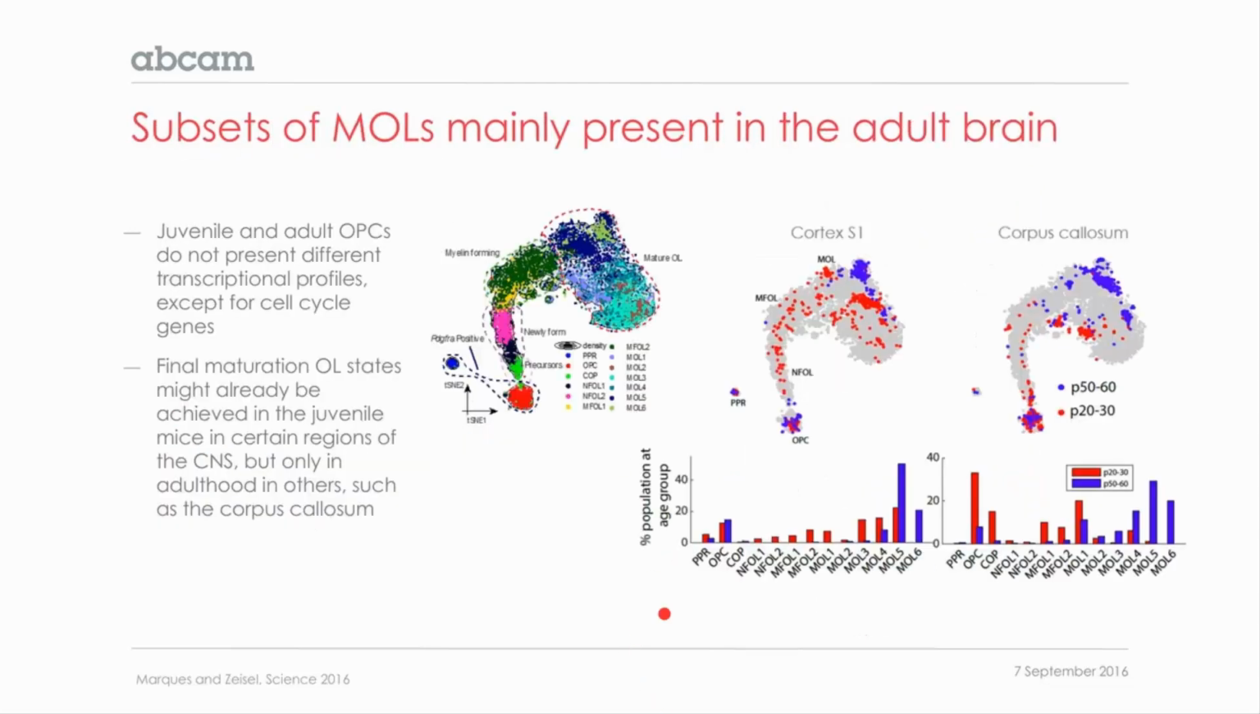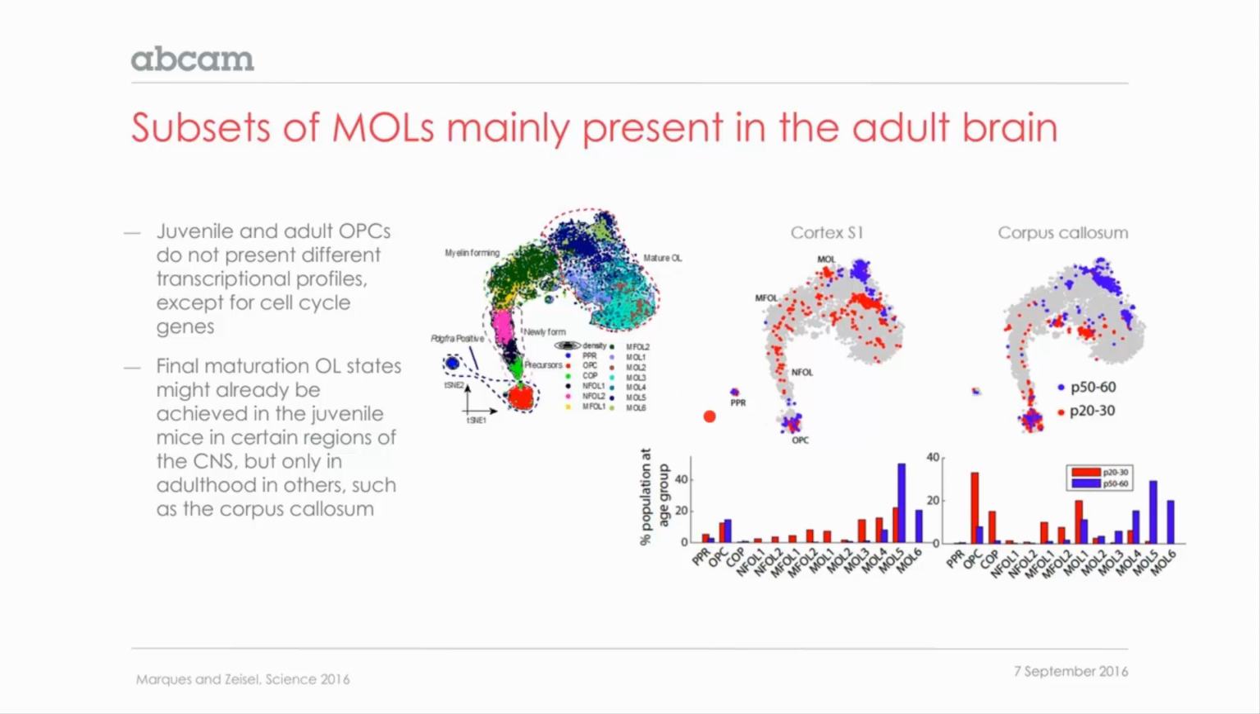In this data set, we not only did single-cell RNA sequencing in the juvenile mice, but we also did it in the adult cortex and corpus callosum. With this, we could also do a temporal comparison of the different populations, apart from the spatial comparison that I showed you before. For instance, oligodendrocyte precursor cells in the juvenile mice are labeled here in red, while those in the adult mice are labeled in blue.